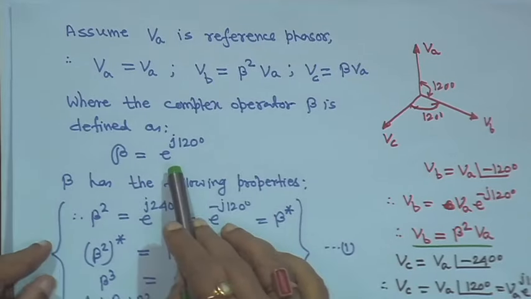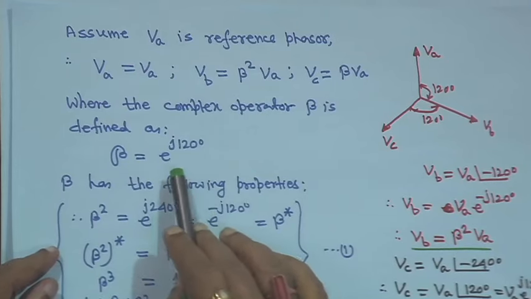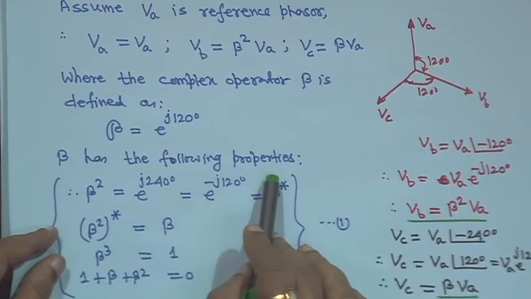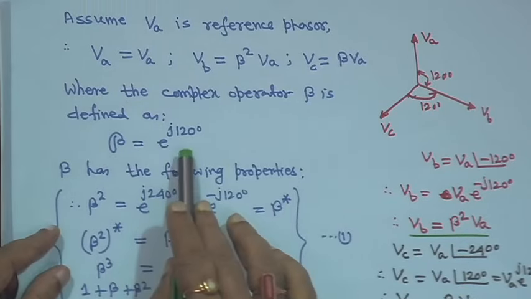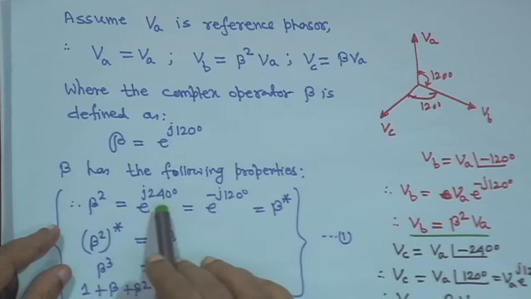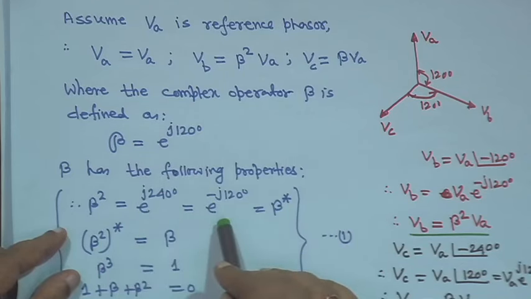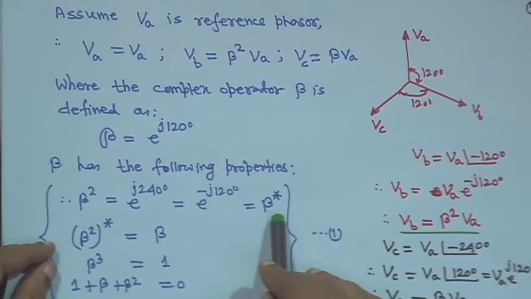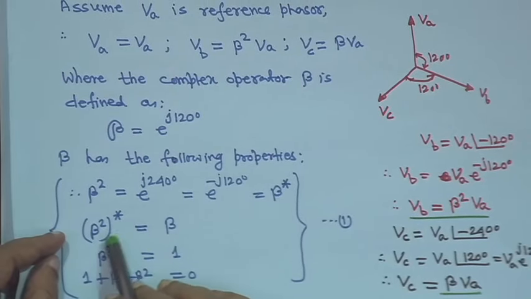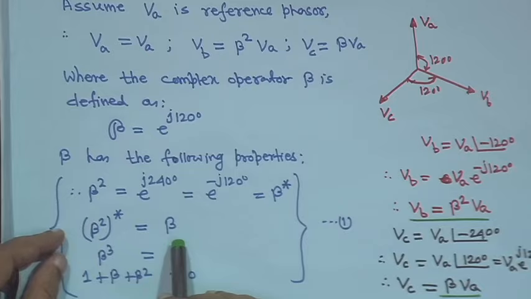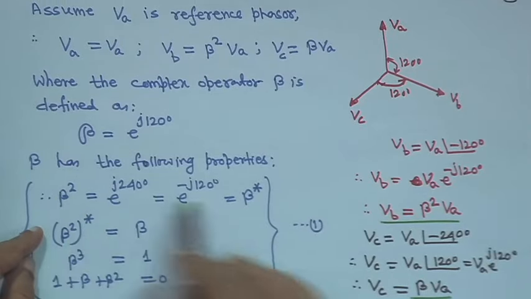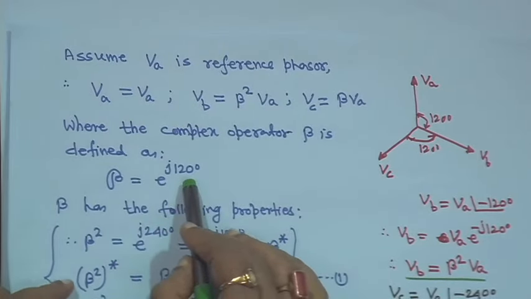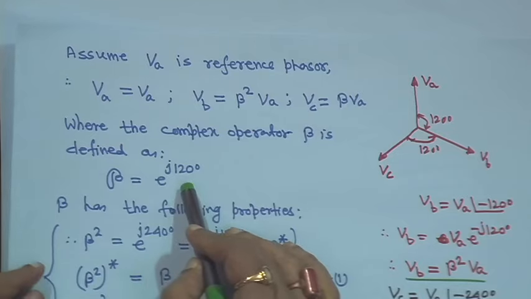is defined as angle 120 degree, so e to the power j 120 degree. That means this beta has the following properties: beta is e to the power j 120 degree, then beta square, e to the power j 240 degree, is equal to e to the power minus j 120 degree, that is actually equal to beta conjugate. Similarly, beta square conjugate is equal to beta. And beta cube is 1, because beta cube means e to the power j 360 degree, that is cos 360 plus j sin 360.